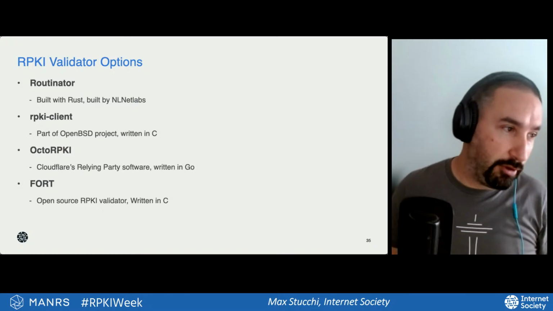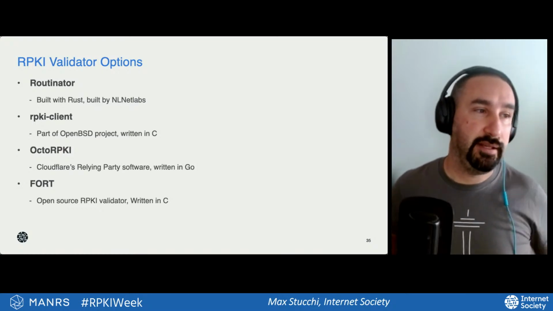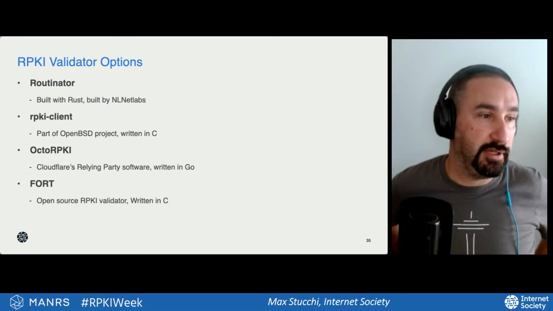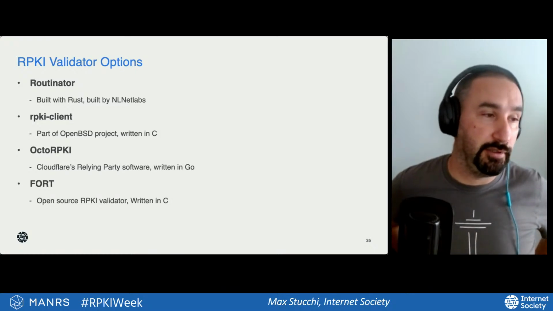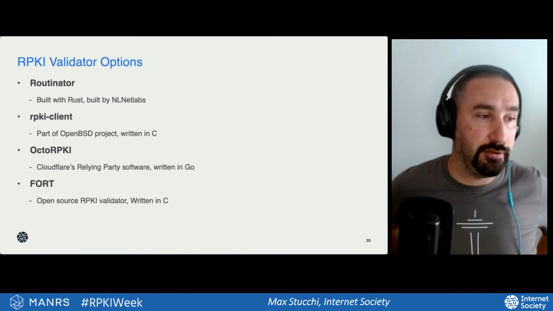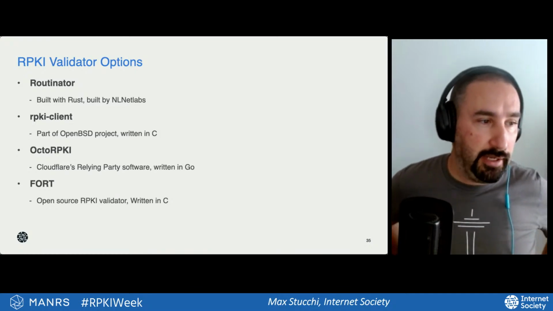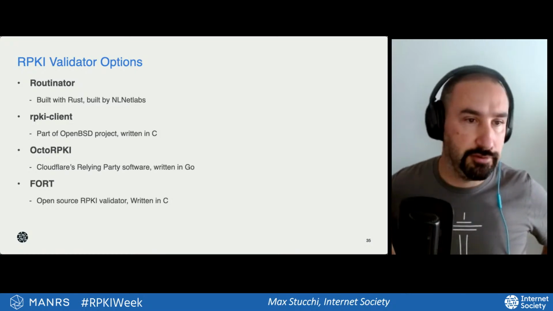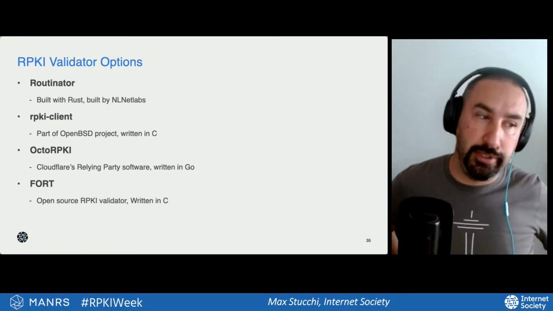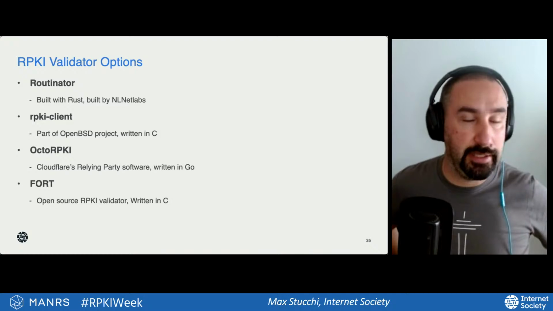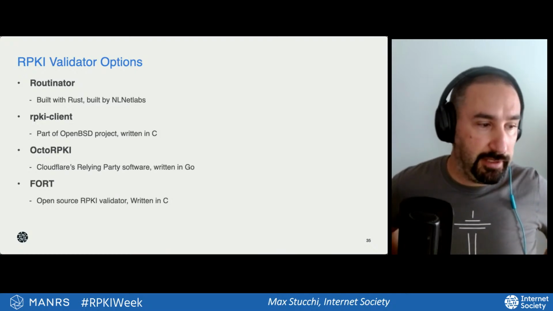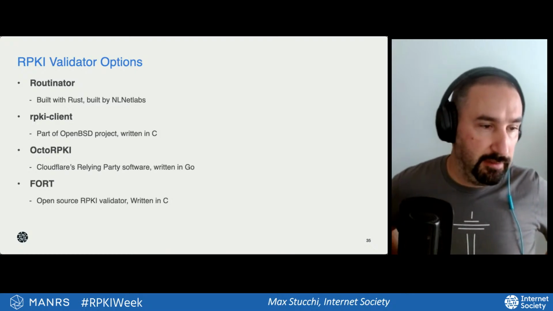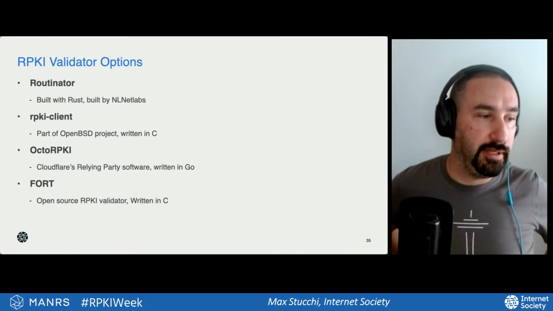There are 4 main implementations for validators. Routinator is the one that I personally like the most, built by NLnet Labs using Rust. There is RPKI client from OpenBSD. It's part of the OpenBSD project, but it also has portable versions, so you can also install it on Ubuntu and I think FreeBSD. Then there is Octo RPKI, which comes from Cloudflare, and then Fort. Fort, written by NIC Mexico, and written in C, very strong implementation as well.